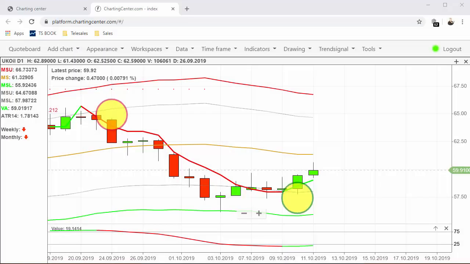Hello everybody and welcome to the trade of the day for the 11th of October, and today I'm going to be showing you a buy trade on our daily candles on the UK oil instrument.